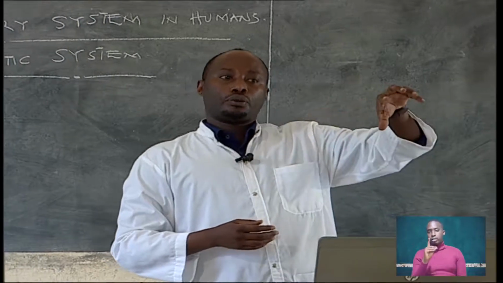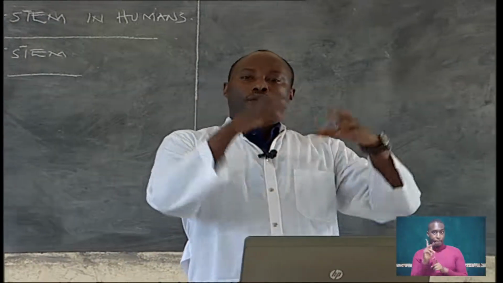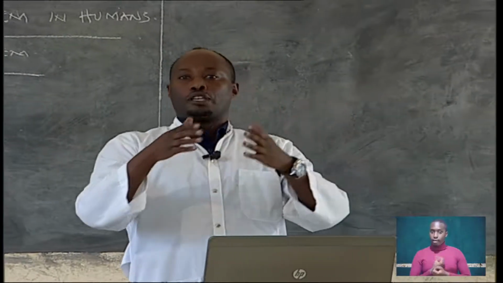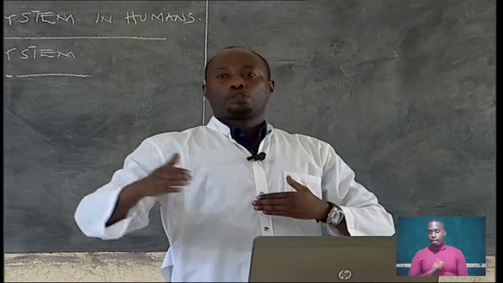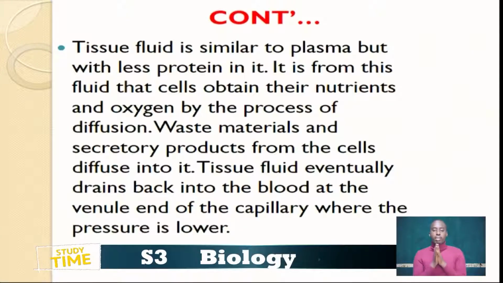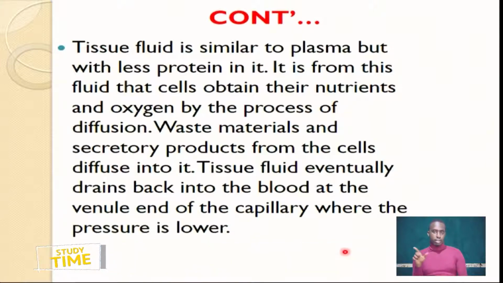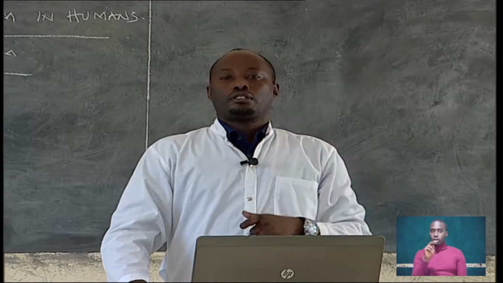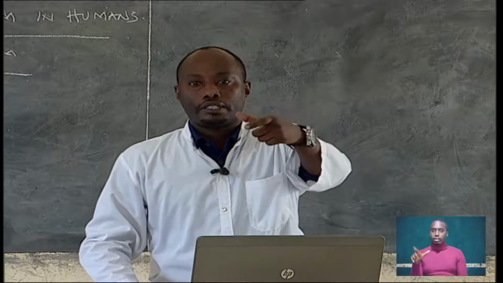So the tissue fluid is similar to the plasma, but what makes it differ from the plasma is having less protein, because proteins are very large in size. They cannot pass through the capillary walls. They have to be retained there. From this fluid, cells obtain their nutrients. I said one of the functions of this fluid is bathing the cells. They bathe them, they clean them. Another function of the tissue fluid is nourishing the cells. It gives nutrients to the cells, without forgetting also providing the cells with oxygen.